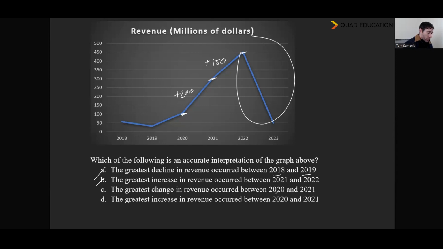The greatest change in revenue occurred between 2020 and 2021. So this is just a change. And the problem is that between 22 and 23 is also a change, and that's a dip of around 400. So that's not correct, because we have a bigger change in another year. But the greatest increase did certainly occur between 2020 and 2021. So a lot of answers are really similar, but only one is technically correct with regard to what the graph says. Okay, that's it for this video. Don't be fooled by the fact that these graph questions are in the writing section, because grammar is not the issue with them. Instead, approach it like it's a regular math graph question and just get rid of the answers that have lies about the graph.